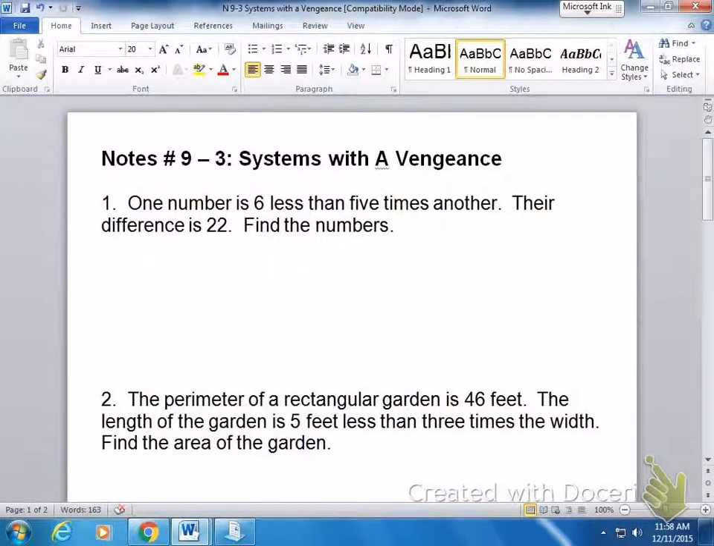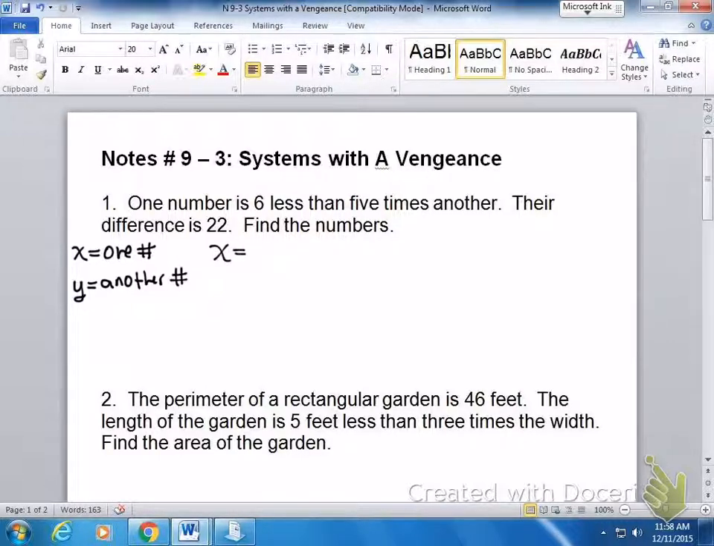One number is 6 less than 5 times the other number. Their difference is 22. It says find the numbers. Now, we're not really looking for anything specific besides two numbers, so I'm just going to say that x equals one number and that y equals another number. Now, if I read the first sentence, it tells me how to write my first equation. One of my numbers, so I'm going to say x equals, is 6 less than 5 times the other.